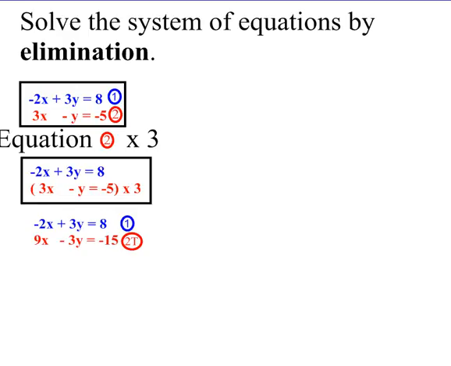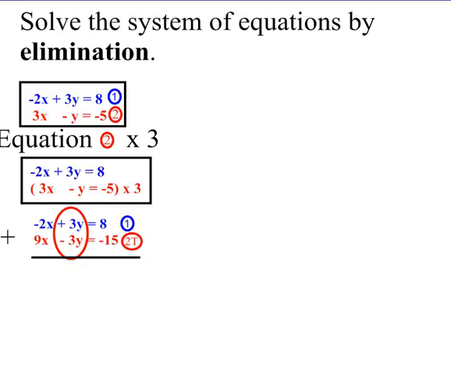In equation 2, I had 3x, so I'm going to multiply that by 3. That's going to give me 9x over here, since my original 3x times 3 gives me 9x. Then my minus y times 3 gives me minus 3y. And then my minus 5 times 3 gives me minus 15. Why did we do that? We wanted to have these two terms similar. So I have plus 3y and minus 3y. Those are the two terms that I'm going to use in the method of elimination.